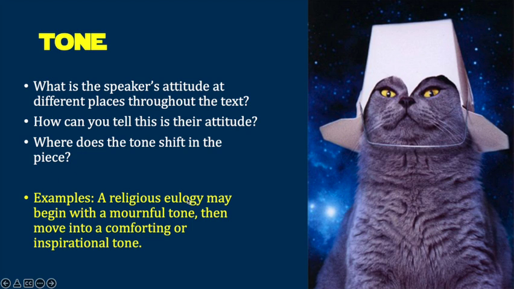So here's an example. A religious eulogy may begin with a mournful, sad tone, then move into a comforting or inspirational one. Eulogy, that has to do with words, kind of like euphemism. A eulogy is a speech that's given at a funeral where you say good things about the person who has passed away, to use a euphemism. And so it might start out sad and then kind of move into a happier key, so to speak.